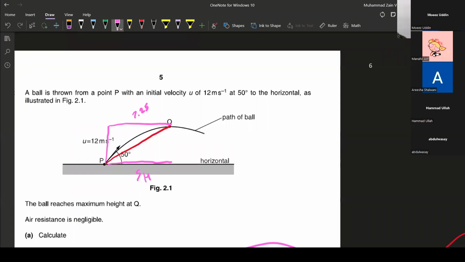4.3. So I needed to find the value for the red one. So I used Pythagoras theorem and I got my answer. So I hope that's clear.